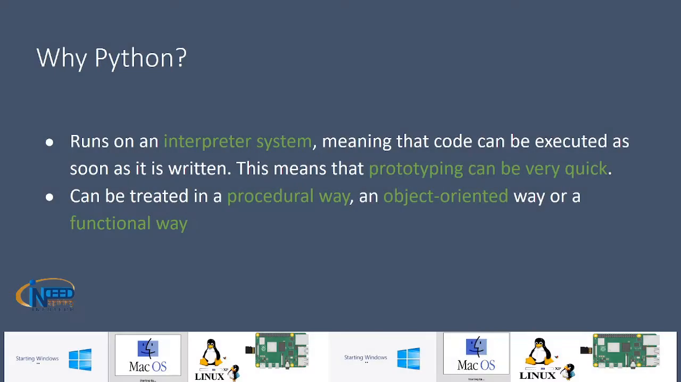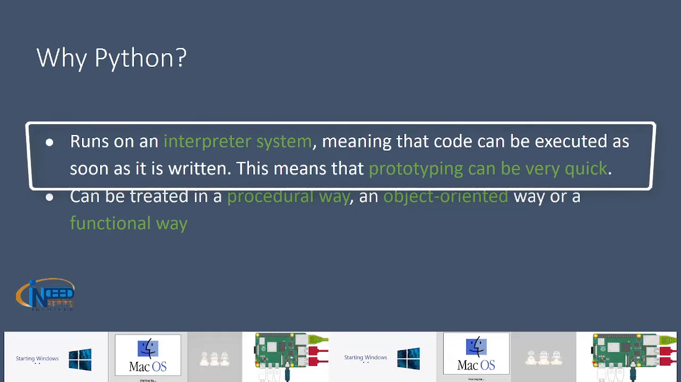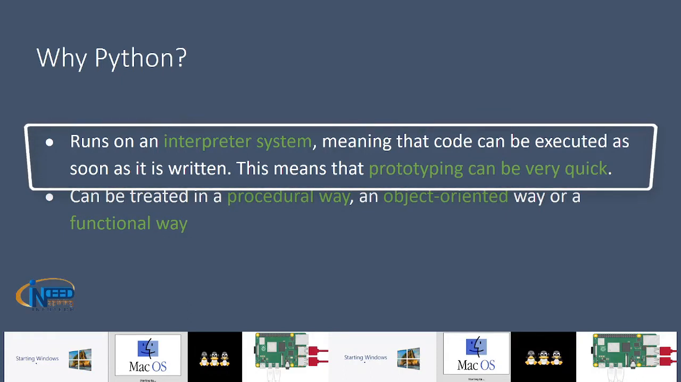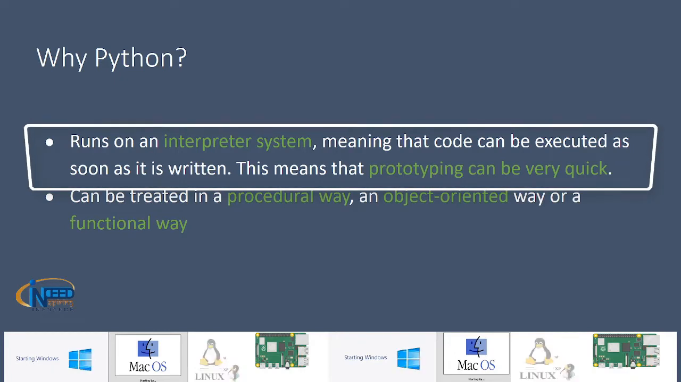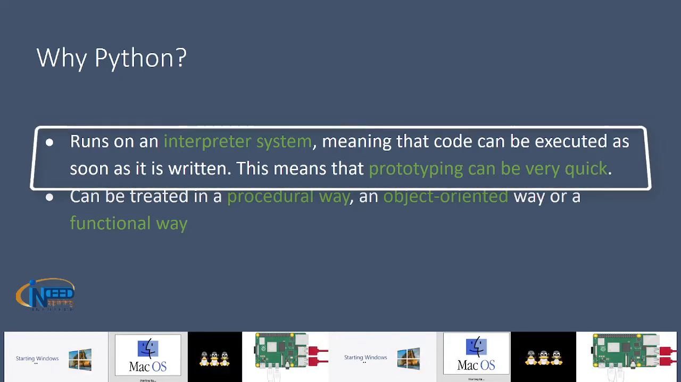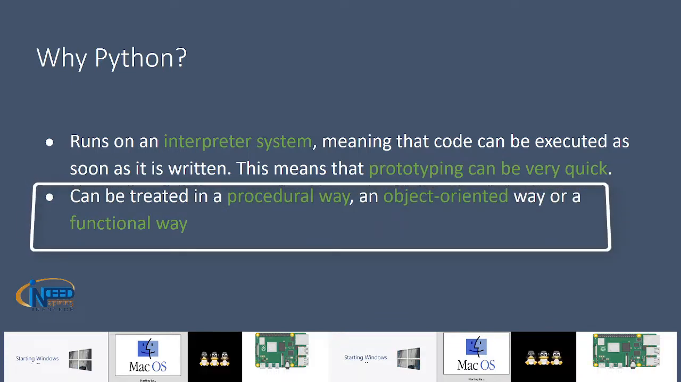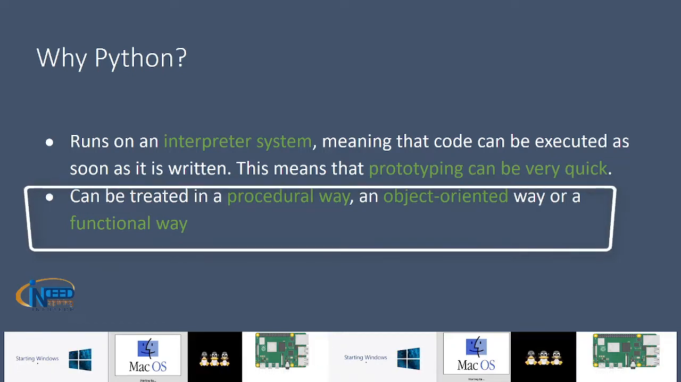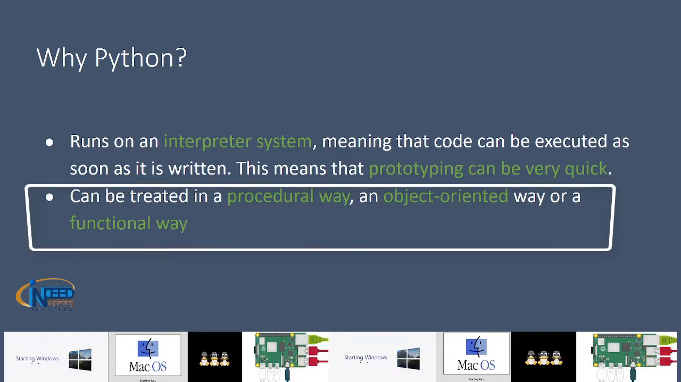Let us understand certain more reasons. Python runs on an interpreter system. So, as soon as you write code, it can be executed, and you can check whether it is functioning well, or if there is a bug, you can correct it then and there. Python can be treated as a procedural language and object oriented as well. And it is very popularly used as a functional programming language. That means Python programming lies under multiple paradigms.